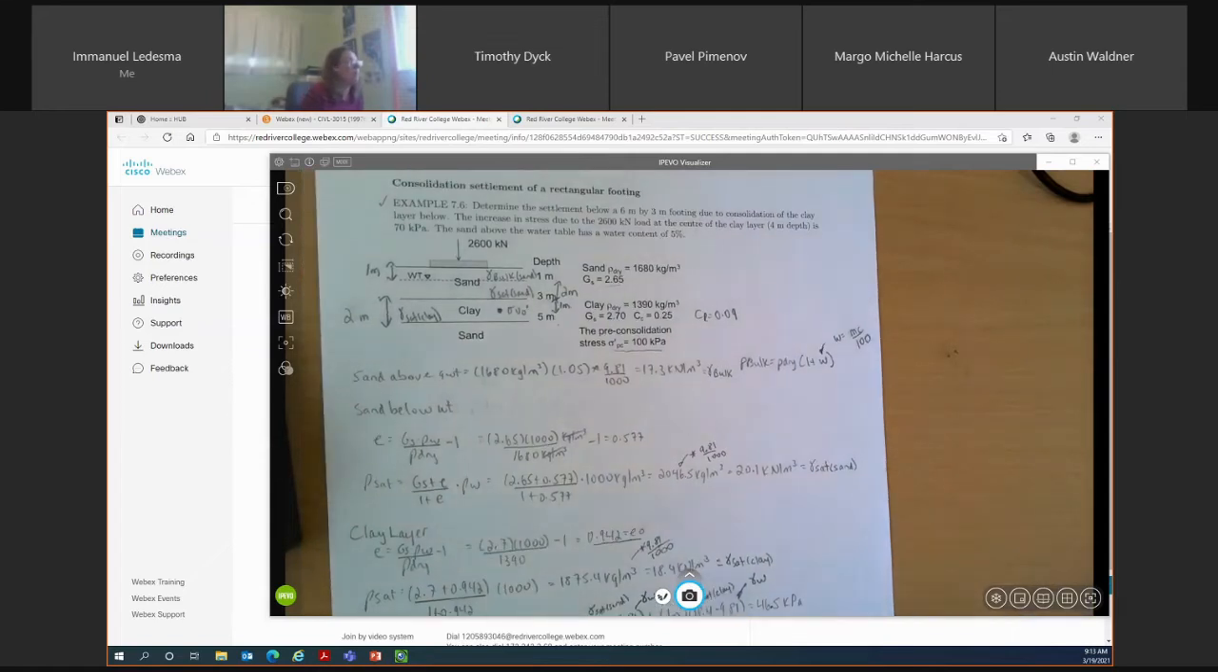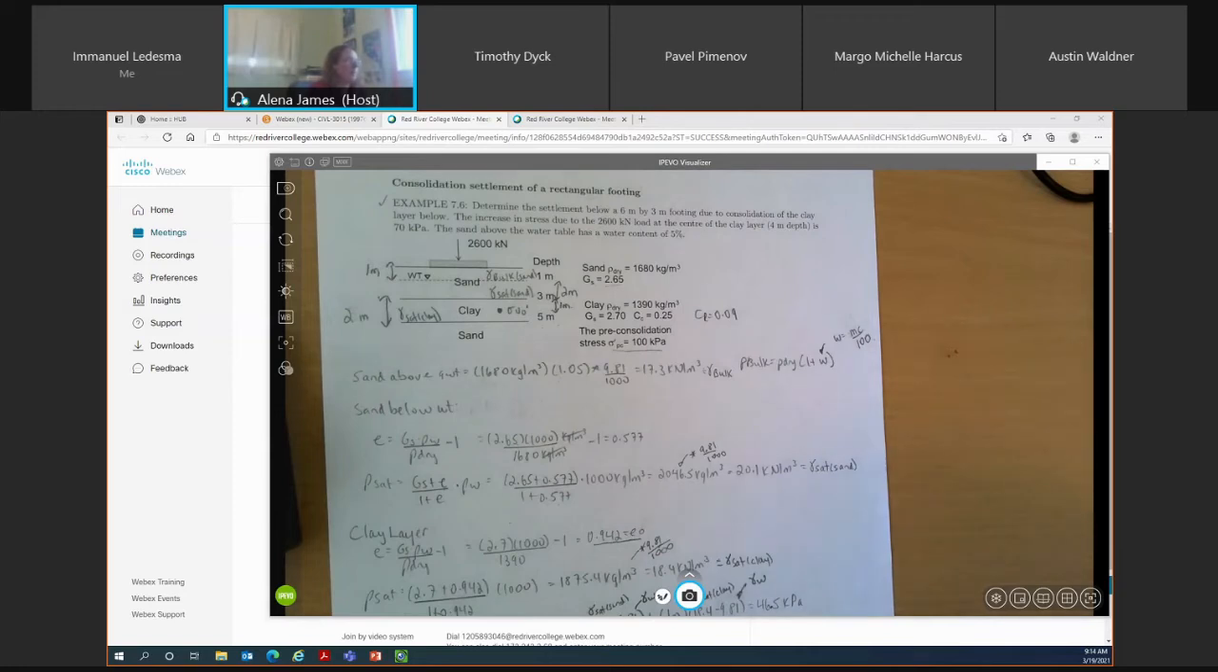Okay, example problem 7.6. This example problem here is asking you to calculate or determine the settlement below a 6 meter by 3 meter footing due to consolidation of the clay layer. The problem states that there's an increase in stress due to the 2,600 kilonewton load at the center of the clay layer, which is at 4 meters in depth, and that increase in stress is 70 kPa.